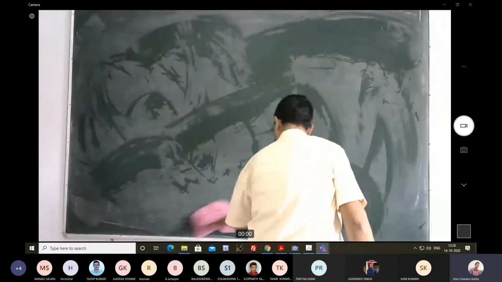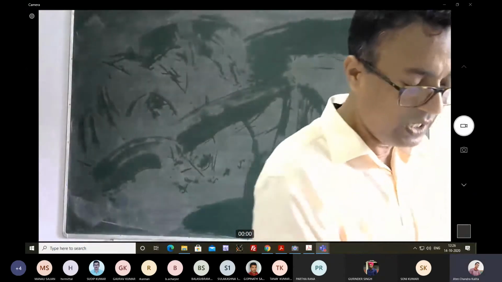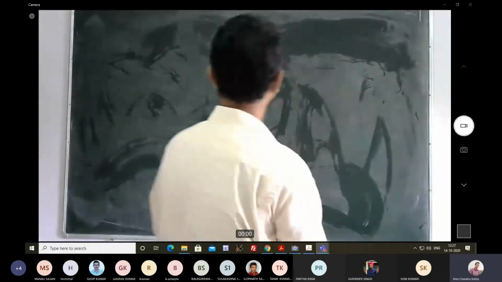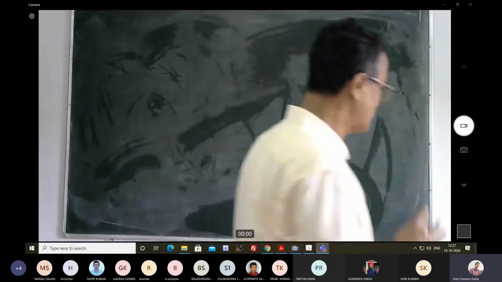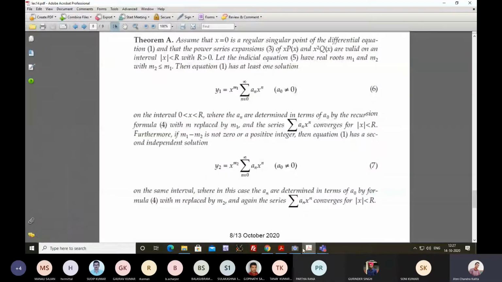Now let me show you the theorem, and then I will continue. This is the theorem corresponding to a series solution about a regular singular point. Let's read it out. Assume that x equal to 0 is a regular singular point of the differential equation 1, that is simply y double prime plus p(x) y prime plus q(x) y equal to 0.